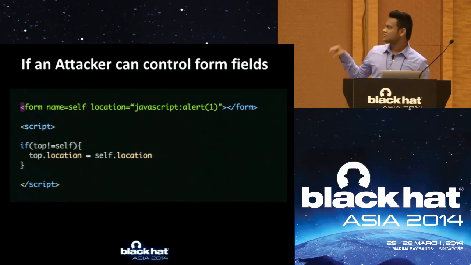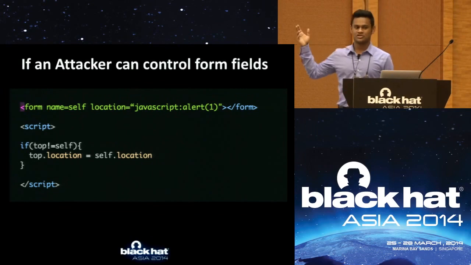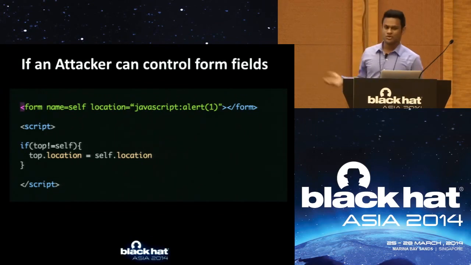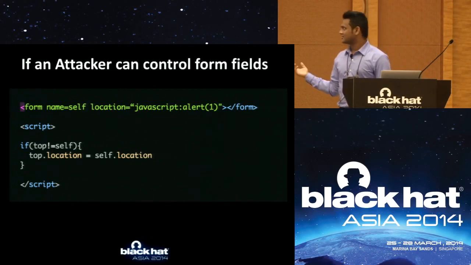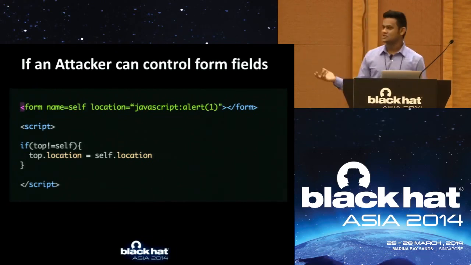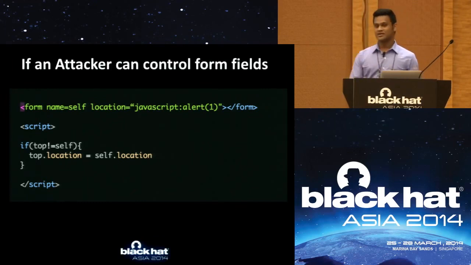What happens is, if top is not equal to self, your top.location becomes self.location. Because of DOM clobbering, your self.location's value in the JavaScript environment is actually javascript:alert(1), which has replaced the self.location value, right? Pretty interesting. It's kind of very bad to see that you can actually get cross-site scripting just by trying to defend with some other piece of JavaScript code.